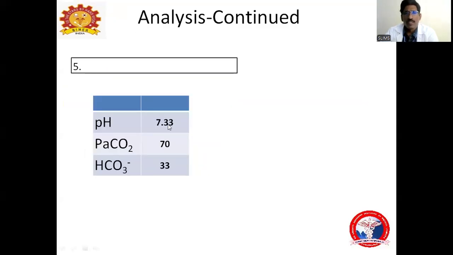Now look at this. So 7.33, 70, 33. The pH looks almost normal, but the PaCO2 is 70. So look at the bicarbonate.